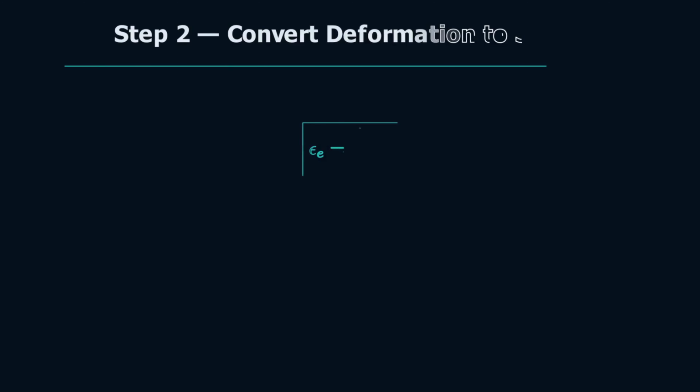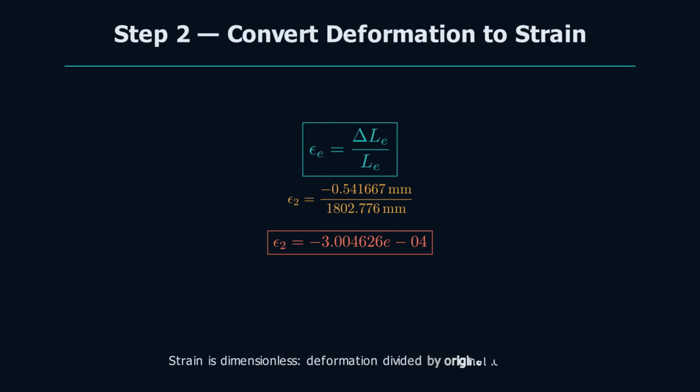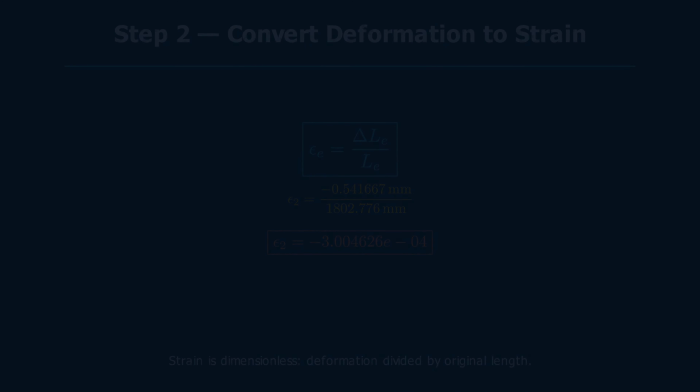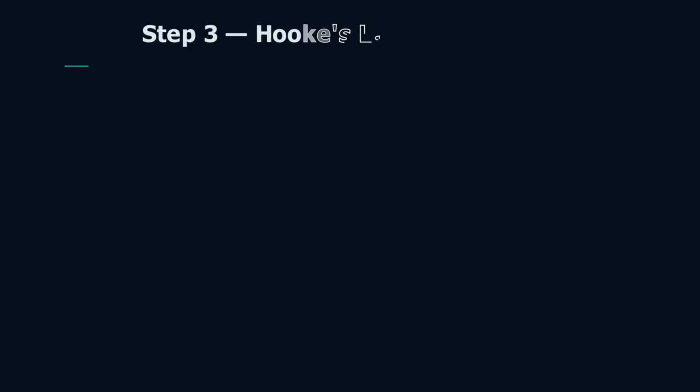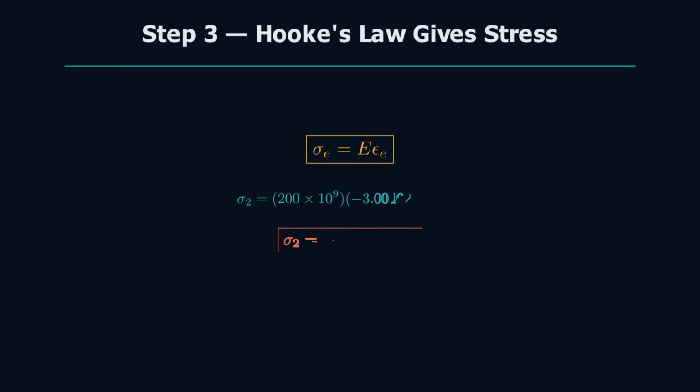Strain measures deformation relative to the original member length. For element 2, divide its axial shortening by its original length of 1.8028 meters. For a linear elastic truss member, stress follows directly from Hooke's law. Stress equals Young's modulus times strain. Using 200 gigapascals and the calculated negative strain gives approximately minus 60.09 megapascals.